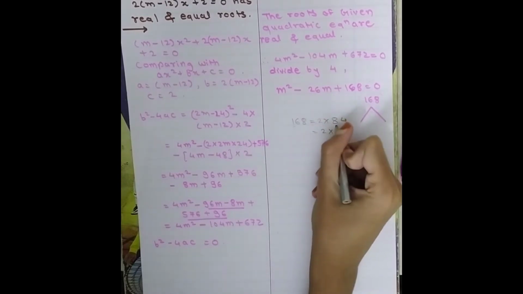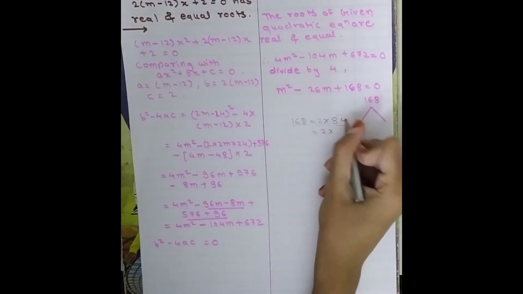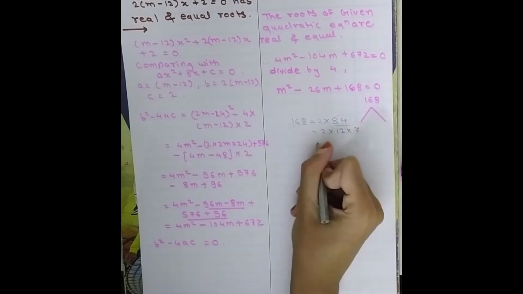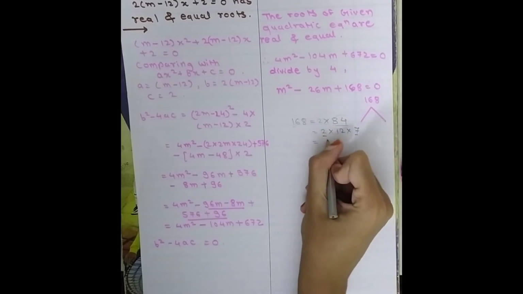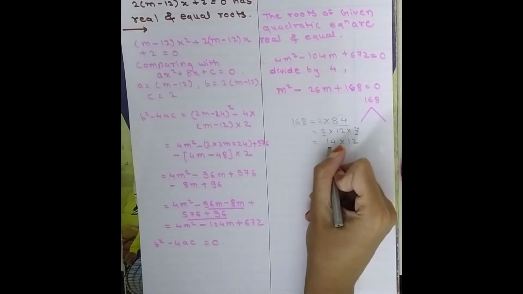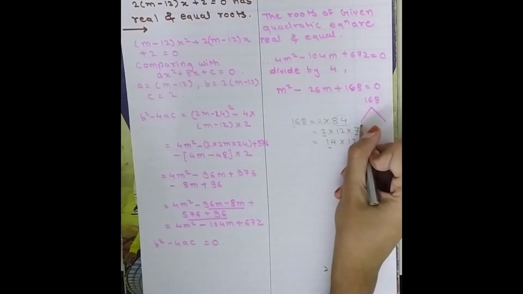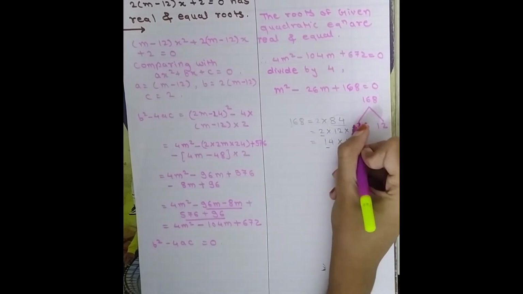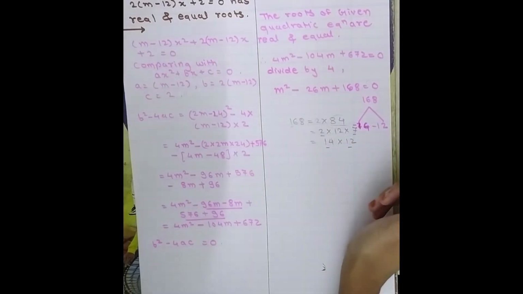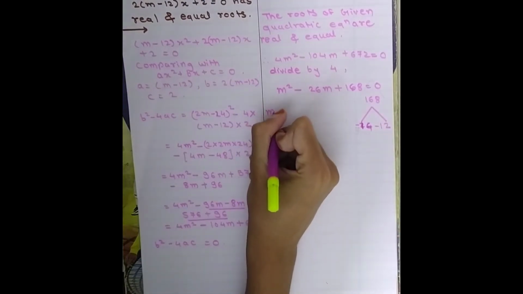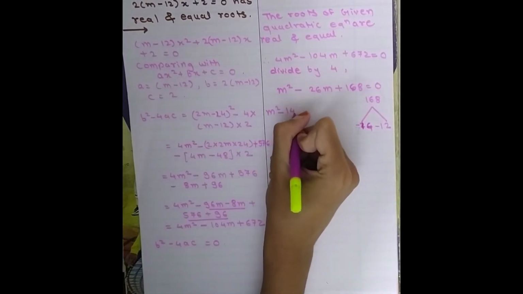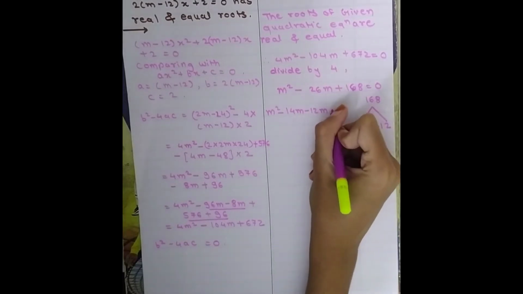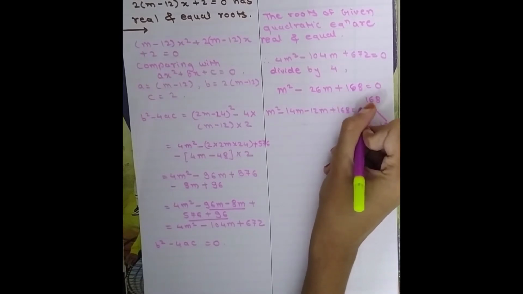Now 2 multiplied by 84 is 168. This 84 we write as 12 sevens are 84. So 12 multiplied by 7, and this 7 multiplied by 2 is 14 into 12. When we add 14 and 12, we get 26. The factors are 14 and 12, minus 14 and minus 12. Write this m square minus 14m minus 12m plus 168 is equal to 0.